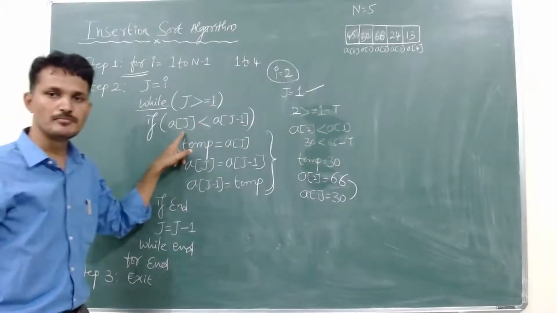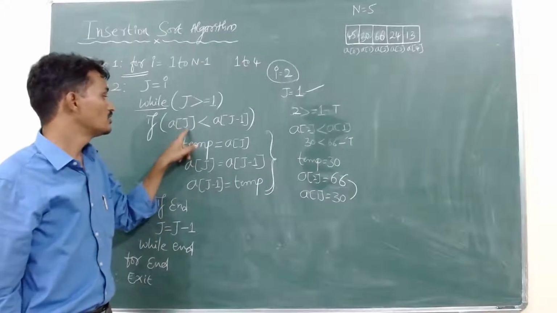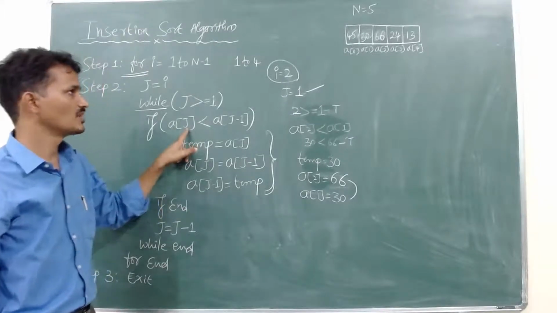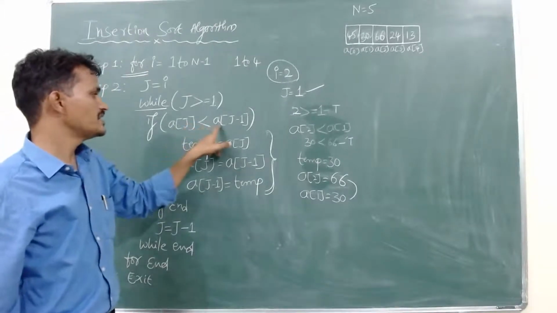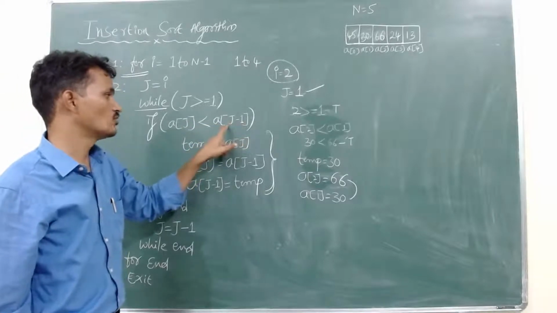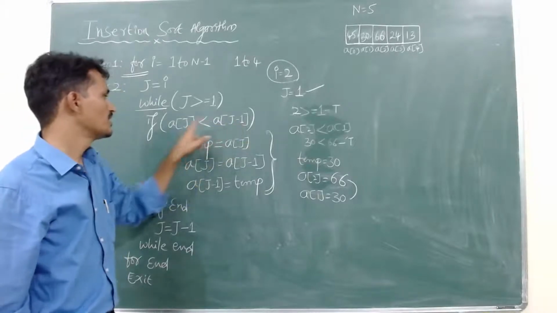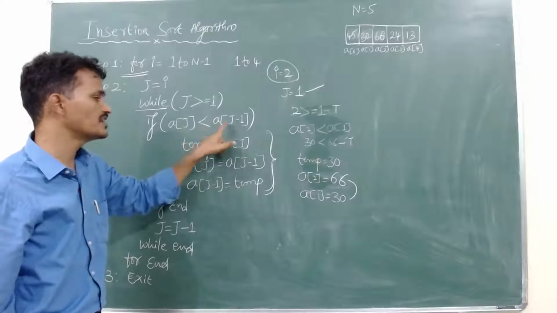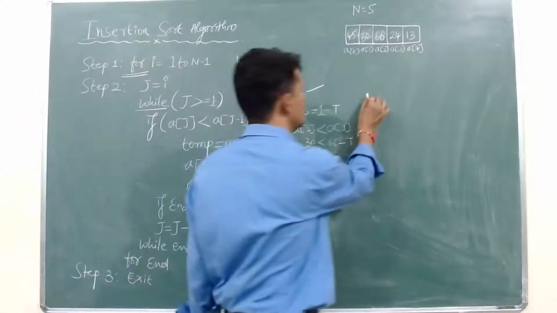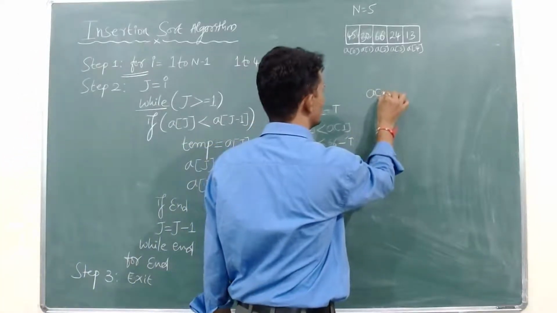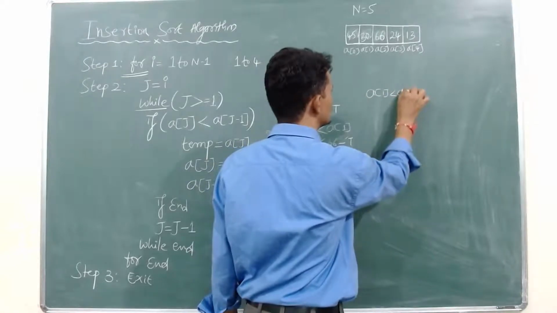If a of j is less than a of j minus 1. A of j means a of 1, less than a of j minus 1. 1 minus 1 is 0. A of 1 is less than a of 0. Let me write here. A of 1 is less than a of 0.